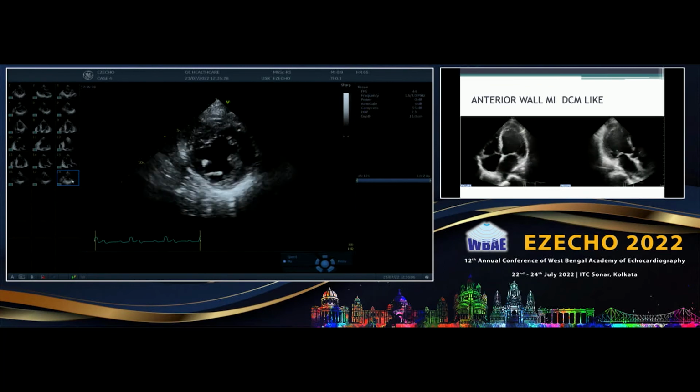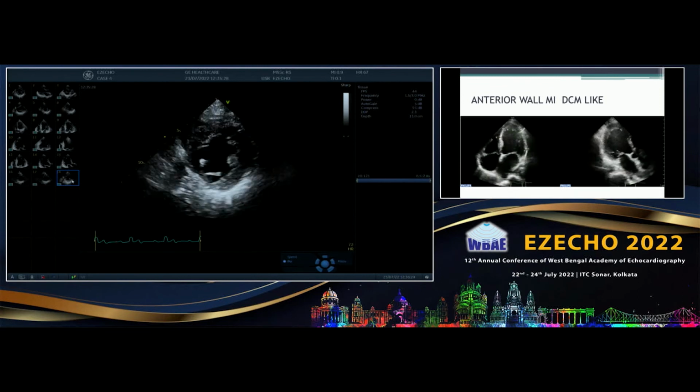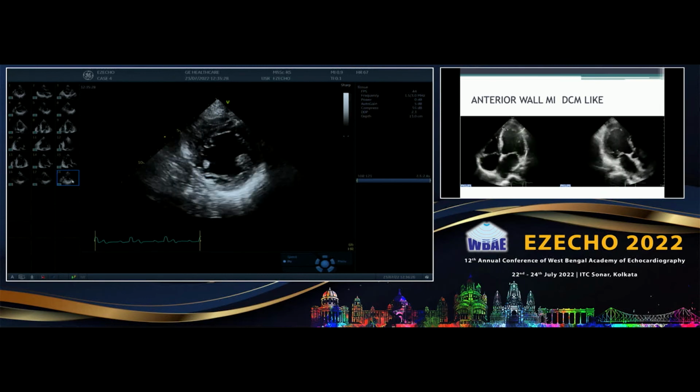Regional wall motion abnormality is the basic thing that is expected out of echocardiography, and it is much more difficult to master. So always when I see this, I will not look at the whole LV. I will go segment by segment, and then suddenly you start realizing the thickening, reduced thickening, and akinesia.